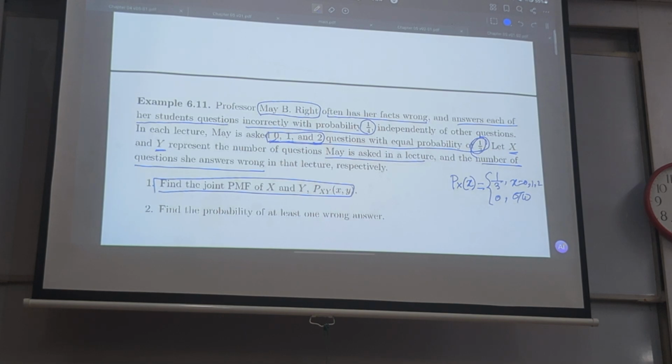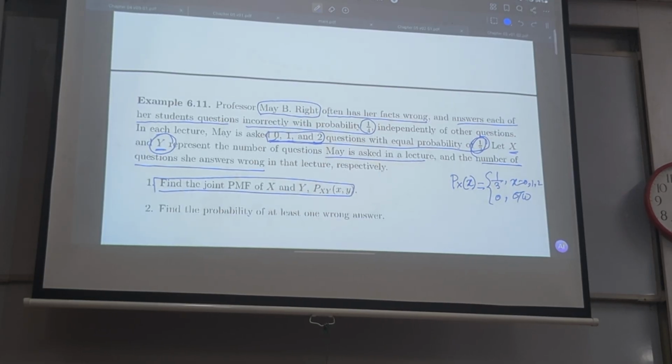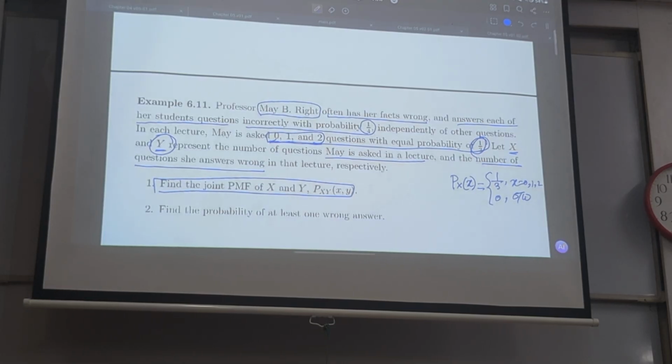Now, for each value of X, we will have a set of values of Y. For example, where Professor A is asked 2 questions, how many wrong answers could there be? 0, 1, 2. So the possibilities are 0, 1 and 2. If X is 2, then Y could be 0, 1 and 2. If X is 1, then Y could be 0, 1. And if X is 0, no question is asked, so there is no chance of giving a wrong answer, right?